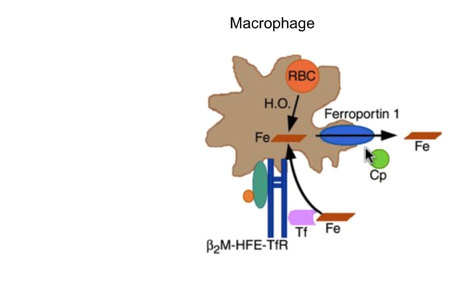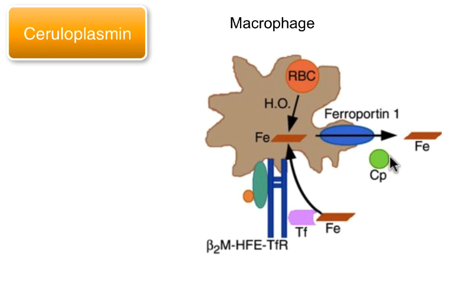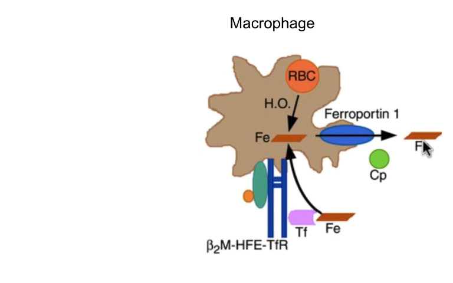We are going to use another oxidase, and that's called ceruloplasmin. So remember, in the case of the enterocyte, it is hephaestin. In the case of macrophage and other cells, it is CP, or ceruloplasmin. We're going to talk about this part later.